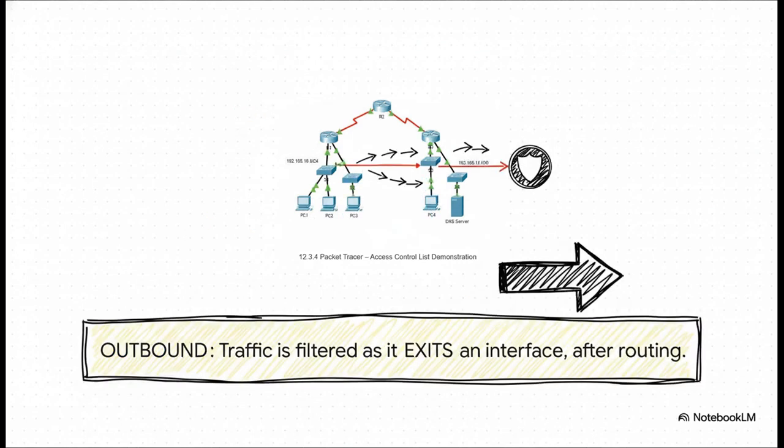And then you've got the opposite, outbound. An outbound ACL waits. The router does all its work, figures out the path, and then, right as the packet is about to leave through an exit interface, the outbound ACL acts as a final checkpoint. In our example here, the packet is on its way out of router 1, heading towards router 2, and the ACL on S0/0/0 gives it one last check before it's gone.